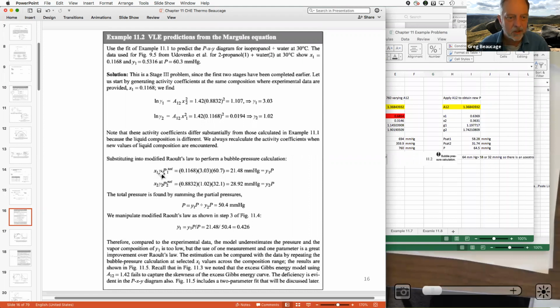So bubble pressure is going to be the sum of y equals 1. So this is y, right? Sum of x1 gamma 1 P1 sat gives you y times P, and then the other one for component 2 gives you y times P. You sum those up, you get the total pressure, which is 50.4.